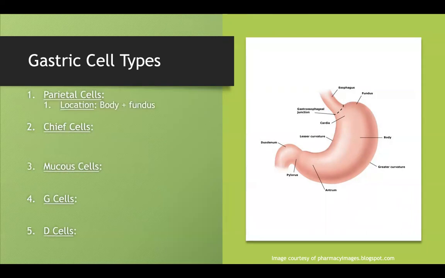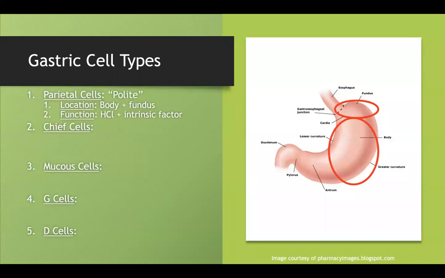Our parietal cells are located in the body and the fundus. Just for what it's worth, I don't think the locations of these cells are as important as the functionality. You will need to know the location on a histologic slide, which I'll go over later, but I just wanted to be comprehensive. So the parietal cells are located in a significant portion of your stomach, and their function is to secrete HCl and intrinsic factor.